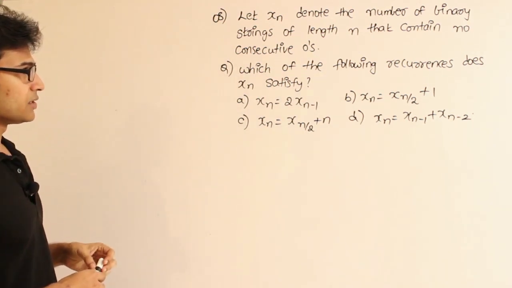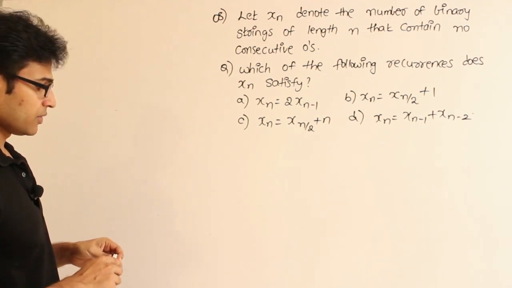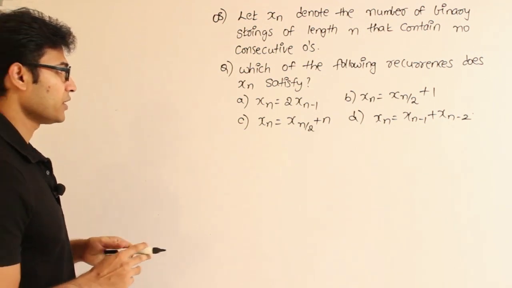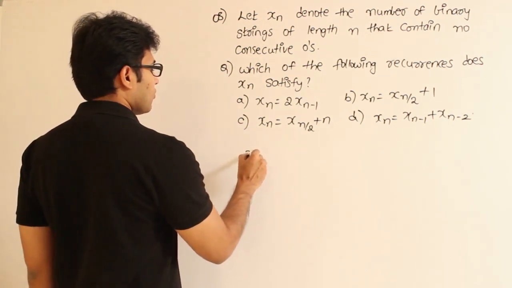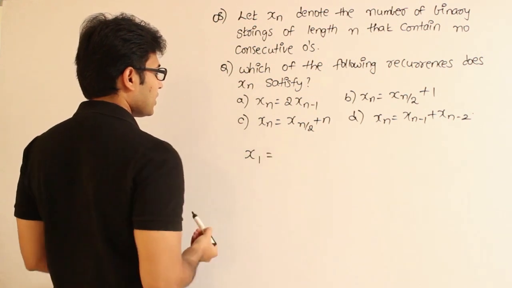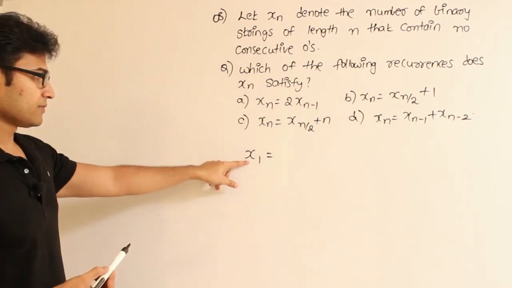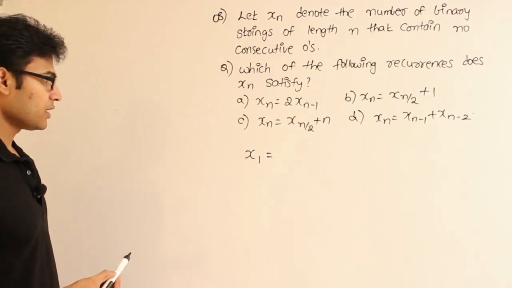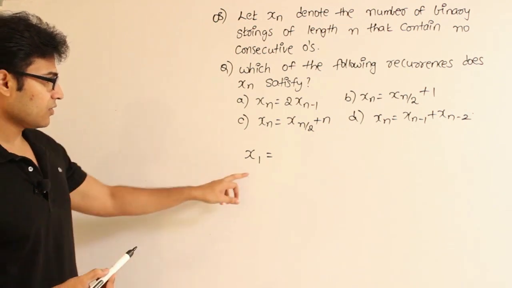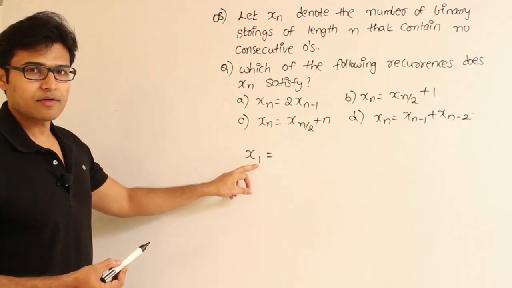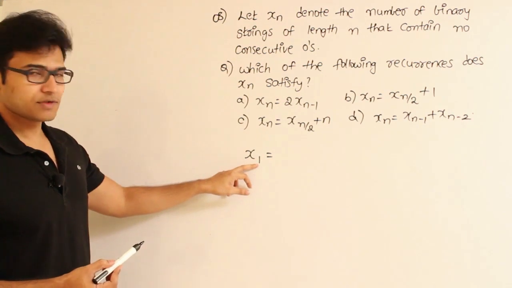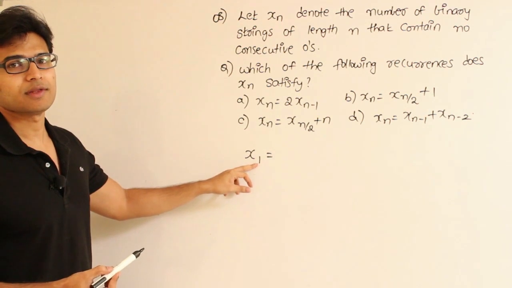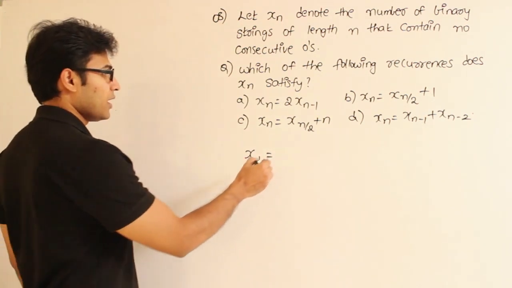As I told you, for these questions you need not solve them or break your heads. Directly find out by substitutions. So what is x1? X1 is the number of binary strings of length 1 which do not contain two consecutive zeros. Since the length of the string itself is 1, there is no way we can get two zeros in any of the strings. So how many binary strings are present of length 1? Only 2. Therefore the answer is 2.